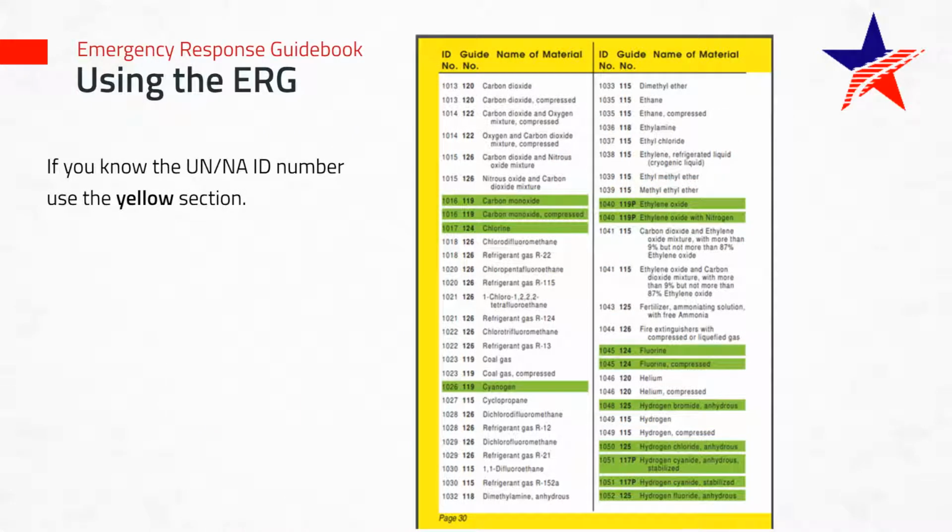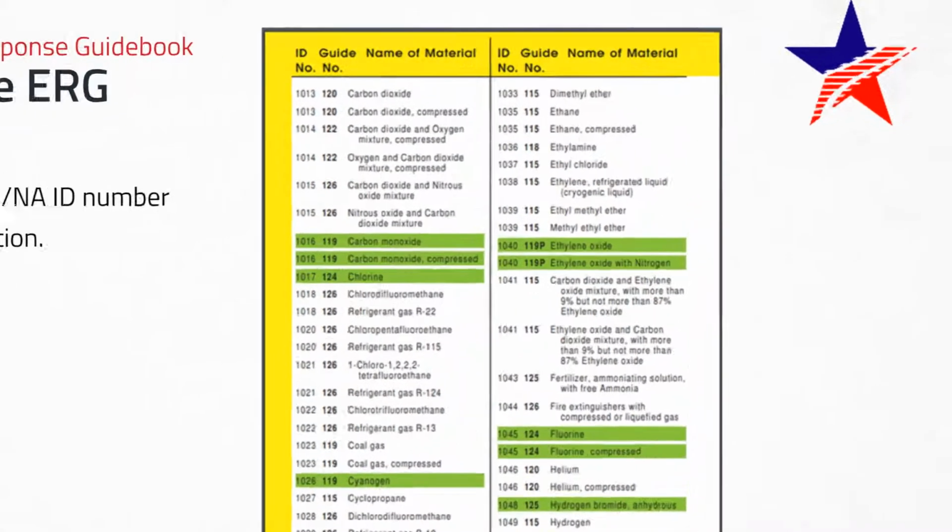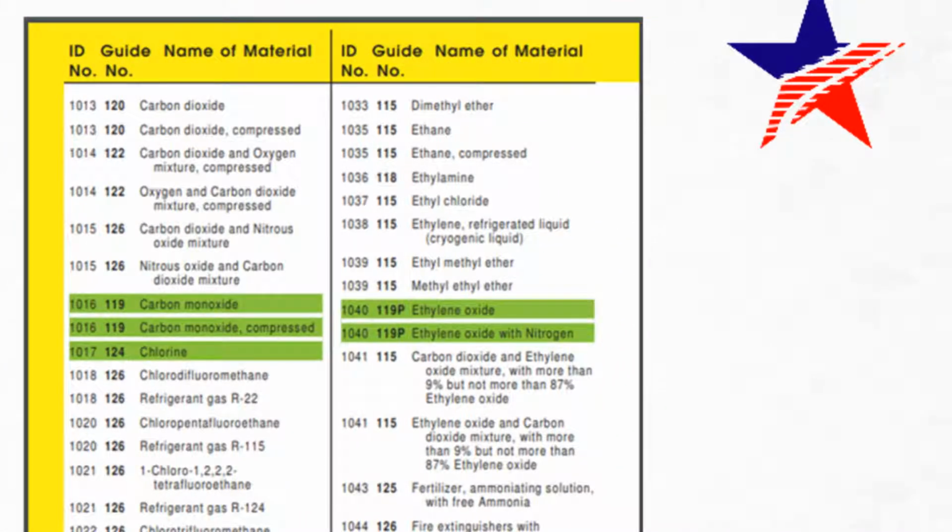If you know the UN/NA number, but not the commodity name, use the yellow section. For example, you know the ID number is 1040. The ID numbers are listed in sequence, so go to 1040. You now know that the rail car contains ethylene oxide and the response guide number is 119.